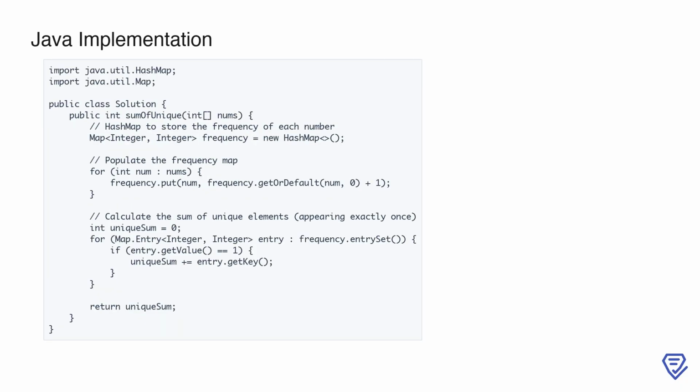This is the Java implementation of LeetCode problem number 1748, sum of unique elements. The solution uses a hash map to count the frequency of each number in the input array. The getOrDefault method is used to efficiently update counts. After populating the frequency map, we iterate through its entries to compute the sum of numbers that appear exactly once. This logic mirrors the Python implementation while adhering to Java's syntax and conventions.